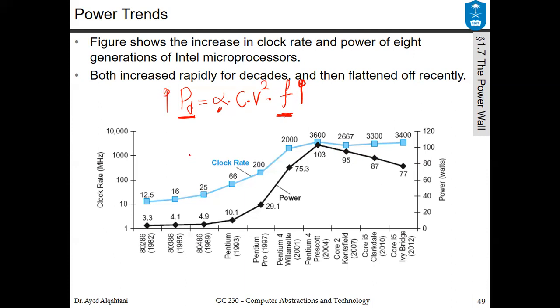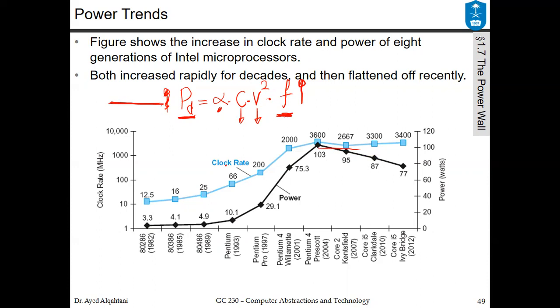However, there was something that balanced this increase and keeps the power constant without changing, meaning that it's constant like this. And this is by either reducing the capacitance or reducing the voltage. If you reduce the capacitance or the voltage, you could increase the frequency with constant power consumption.